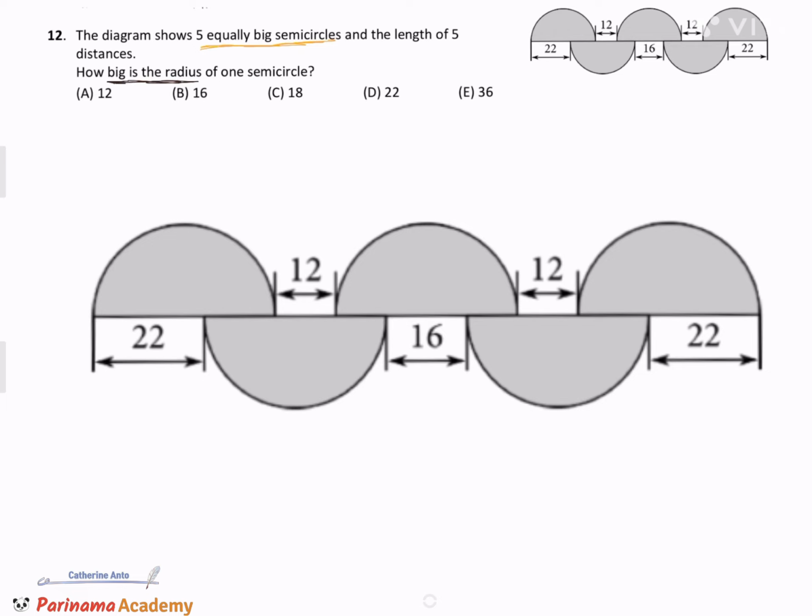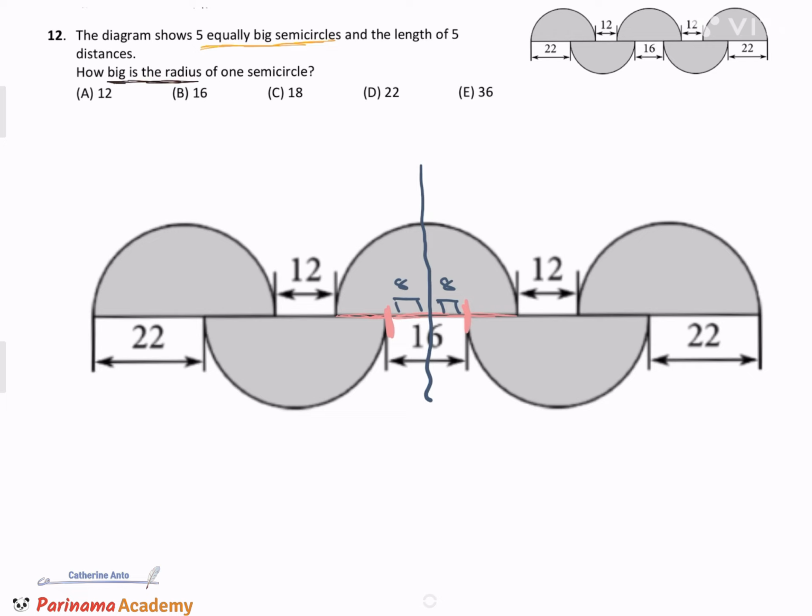Since we know that each of these semicircles has the same diameter, let me just focus on this middle one right here. So this middle one, we know that the length from here to here is 16. So if we divide it in half, that means over here would be 8 and over here would be 8.